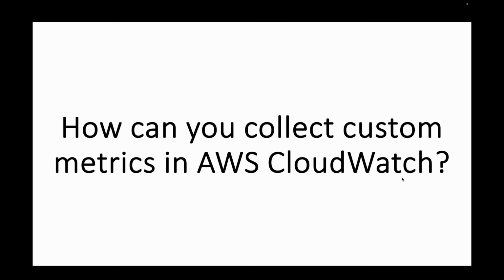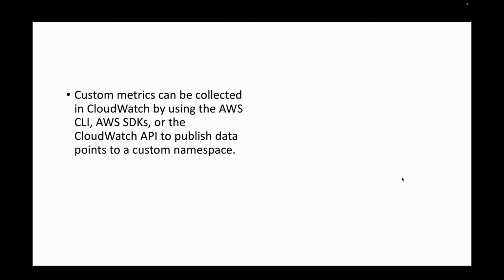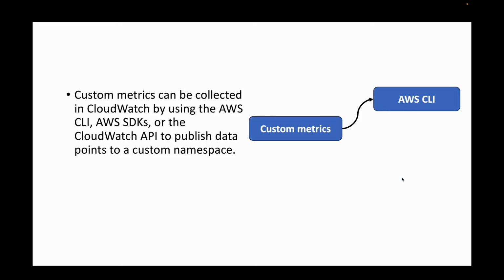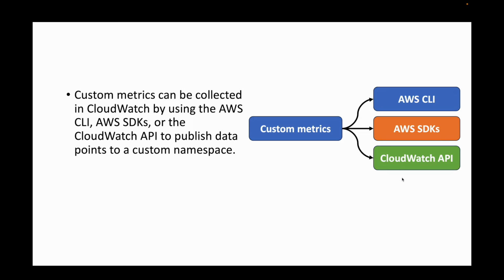The next question we have is, how can you collect custom metrics in AWS CloudWatch? CloudWatch helps us to collect custom metrics. We can either make use of the AWS CLI, where we run CLI commands, or we can make use of the SDKs or the CloudWatch API, which can be used to publish the data to a custom namespace. So it helps us to capture your custom metrics.